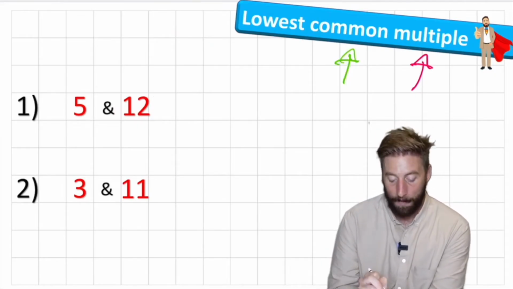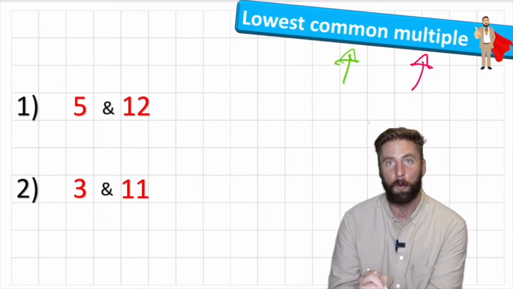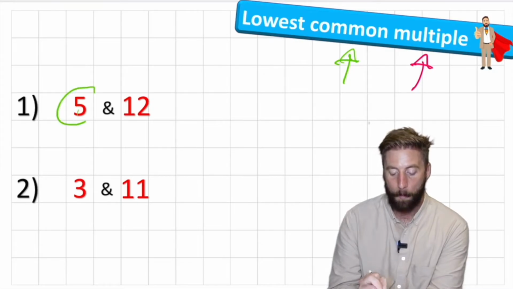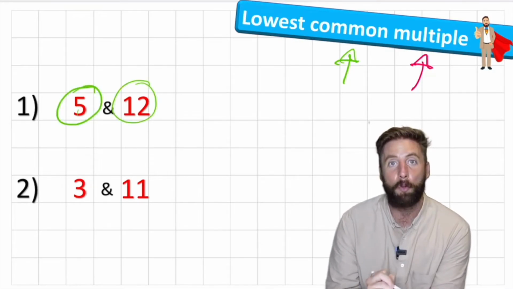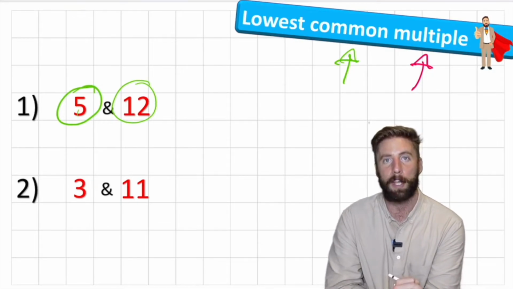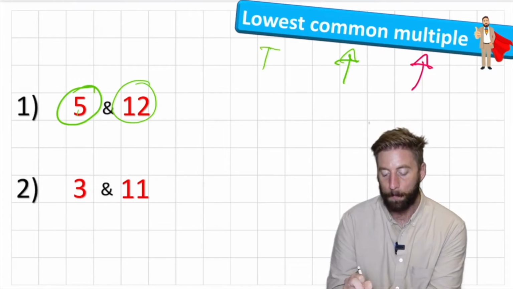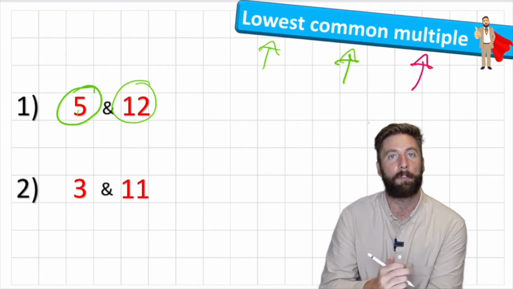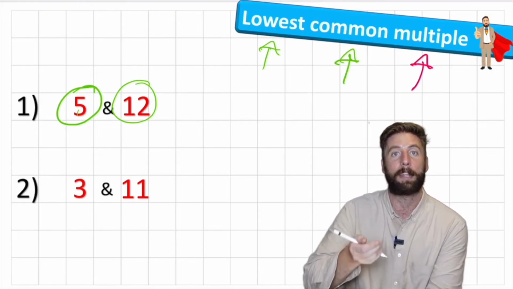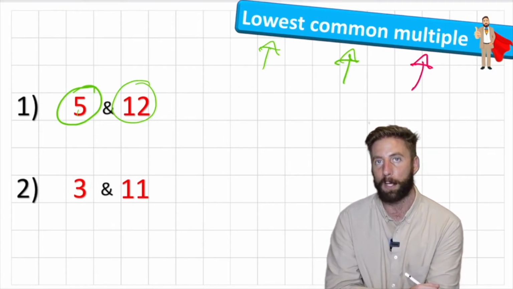Common just means the same, together. So it means if I'm trying to find the common multiple, it wants me to find how many multiples are in both the 5 and 12 times table. And lowest simply means the smallest value. So we're looking for the smallest number that's in both of our multiplication tables.